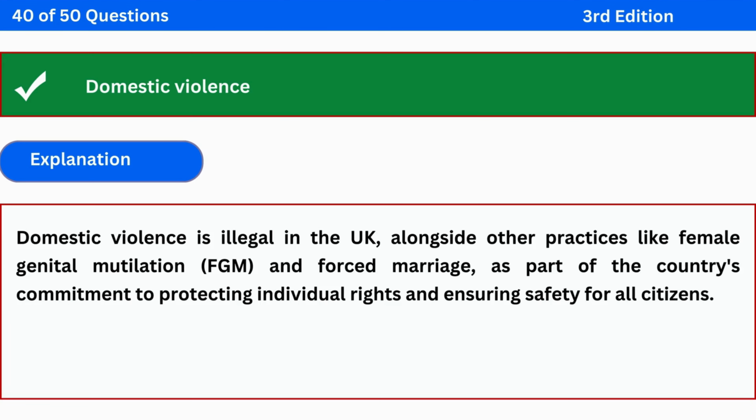The correct answer is domestic violence. Explanation: domestic violence is illegal in the UK, alongside other practices like female genital mutilation, FGM, and forced marriage, as part of the country's commitment to protecting individual rights and ensuring safety for all citizens.